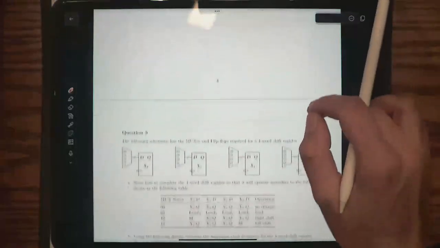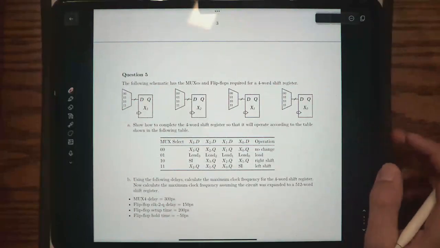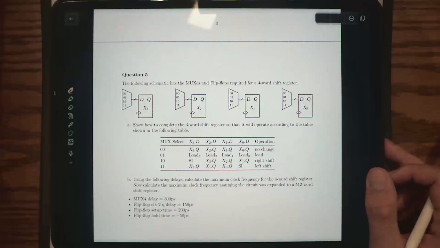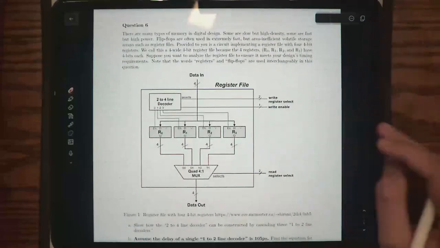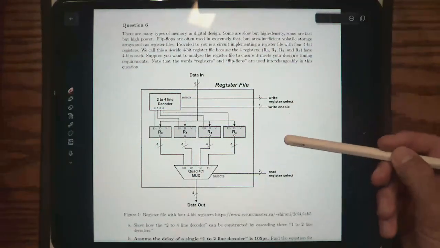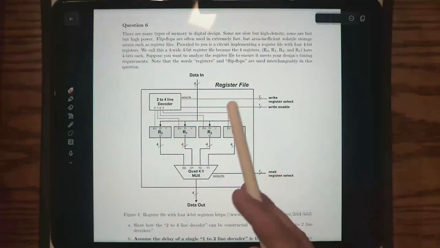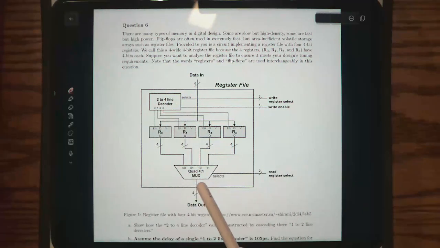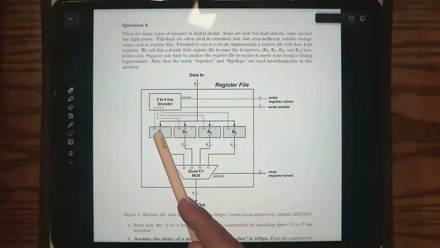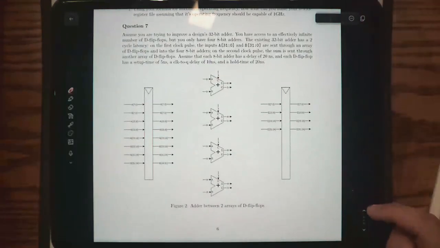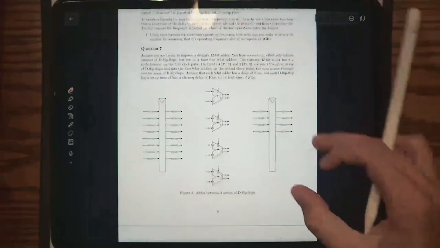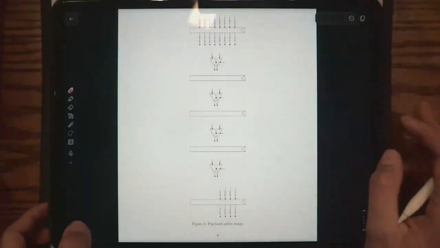Okay, question 5 is about shift registers, which we will probably go over on Wednesday. Question 6 is talking about register files, where you have a decoder and then a large mux at the end, and you have all these flip-flops in the middle. We will also go over that, I think, on Wednesday. And then this question is talking about pipelining. And we will cover this a little bit today.